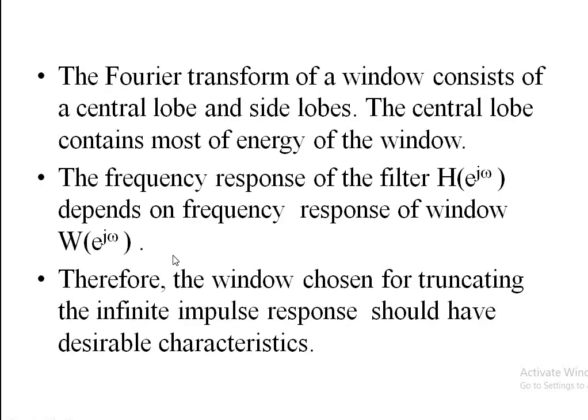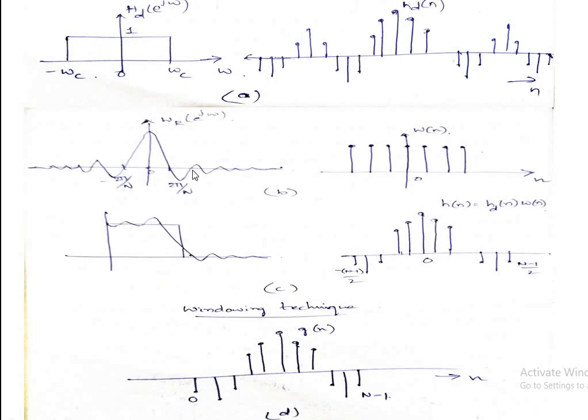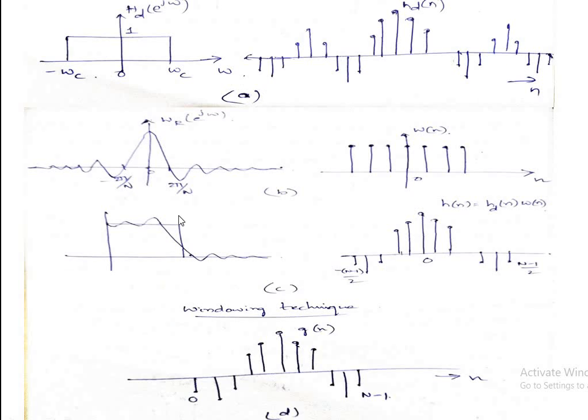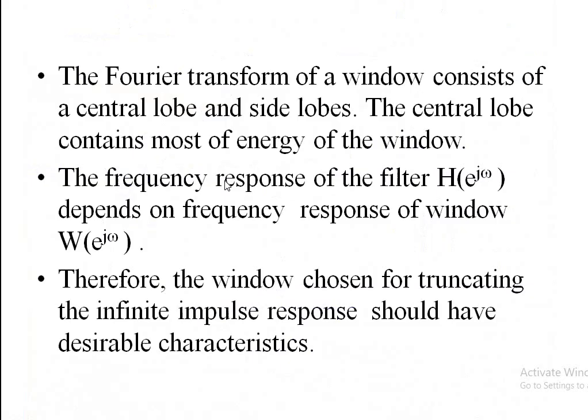Whenever you compare windows, the desirable characteristics are the side lobe level, the first side lobe level, that is what we consider. The amplitude of this side lobe level should be as small as possible, and the side lobes of the frequency response should decrease in energy rapidly as omega tends to pi, as shown in the figure.